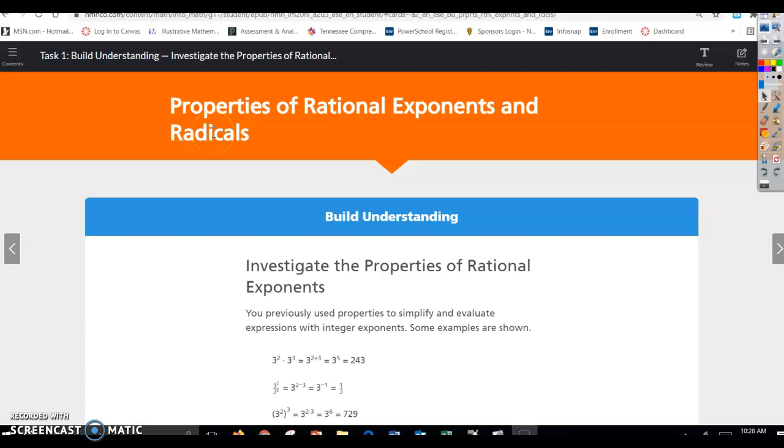All right, today we're going to be looking at lesson 6.2, properties of rational exponents and radicals. Remember, a rational number is a number that can be written as a over b. So basically we're looking at exponents that are fractions. All right, we're going to start with task 1.